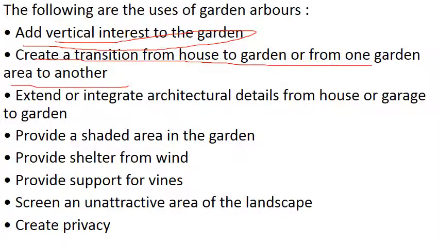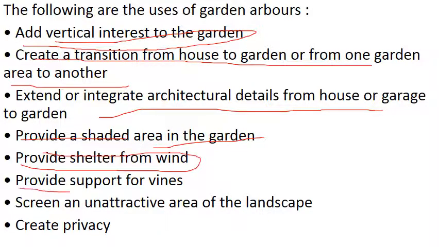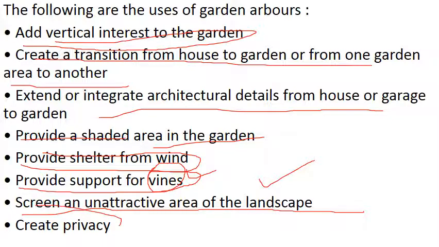Means if you consider one home, along with the home one garden is there. To connect that home to the garden, we use an arbor. It extends and integrates the architectural details from the house to the garden, provides a shaded area in the garden, provides shelter from wind, and provides support for vines. Vines, you just imagine like grapes and some trailer plants, some climbers also grow along with an arbor. It screens an unattractive area of the landscape, and also creates privacy.